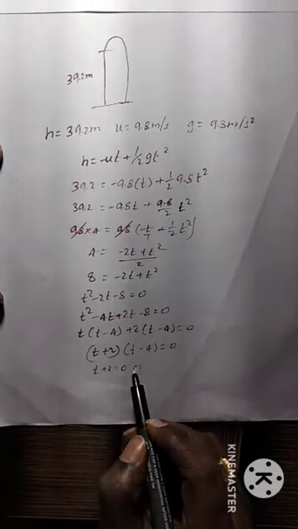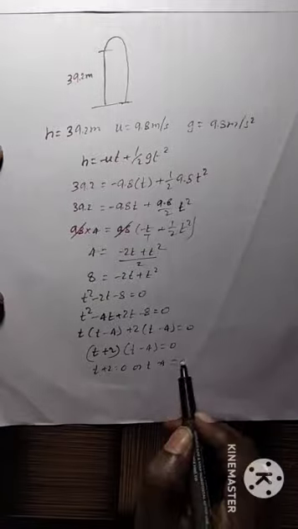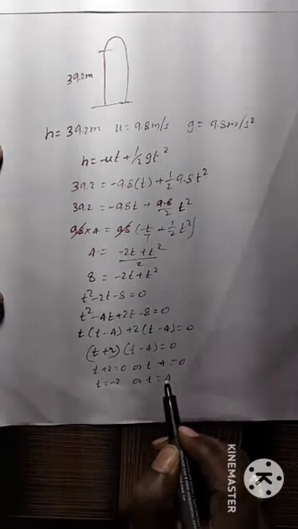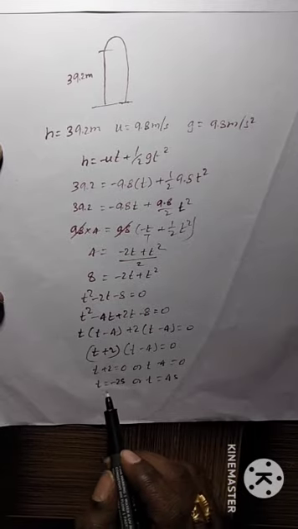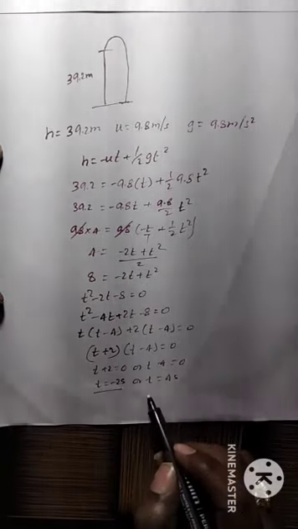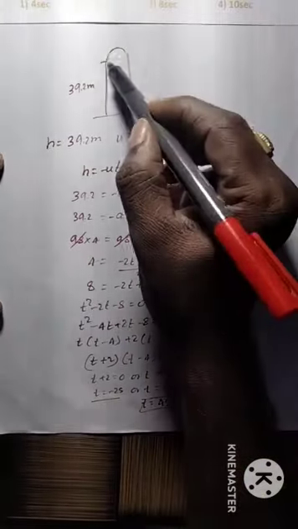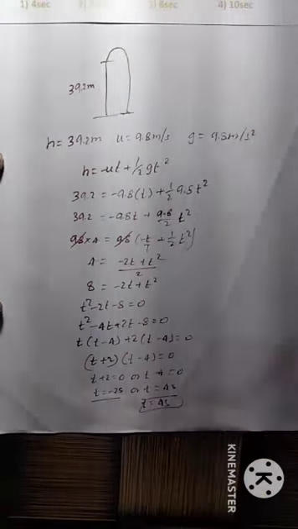T plus 2 equal to 0, or t minus 4 equal to 0. So t equal to, we can write minus 2, or t equal to 4. So time won't be negative. So t equal to 4 seconds. That means the body reaches the ground from here to here within 4 seconds.